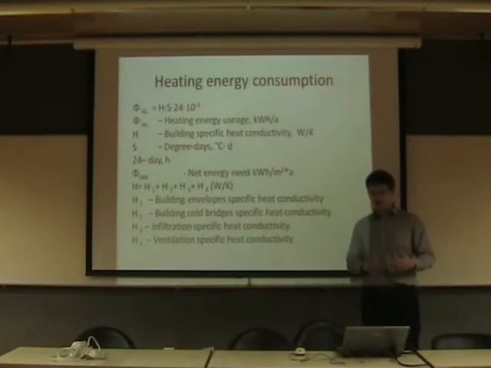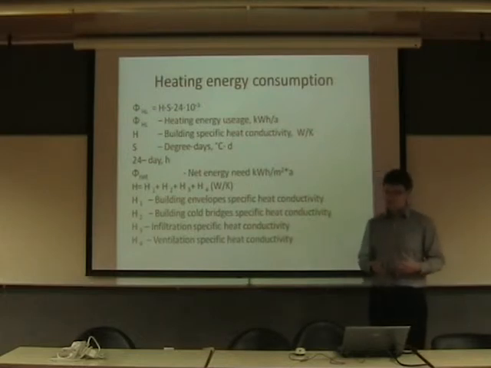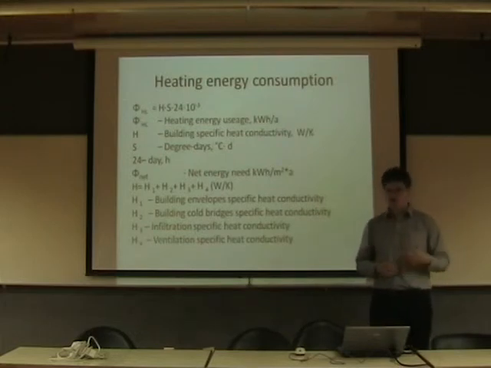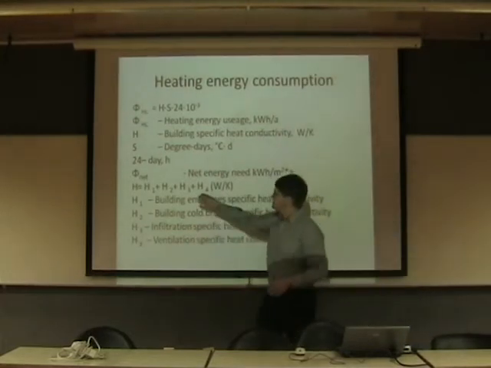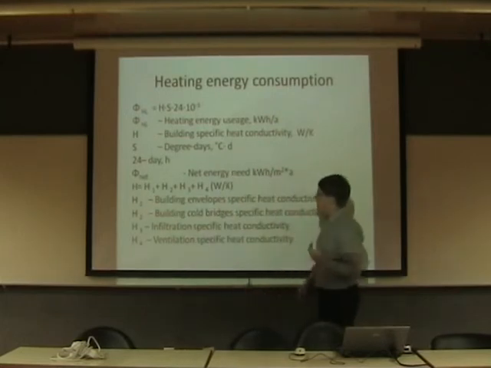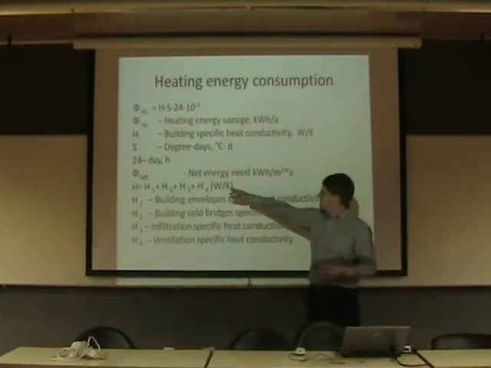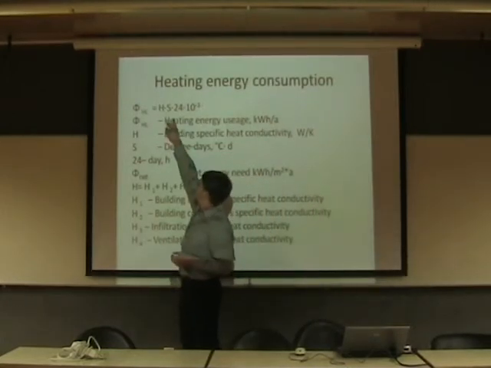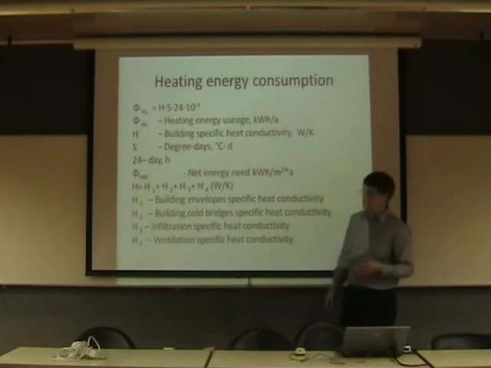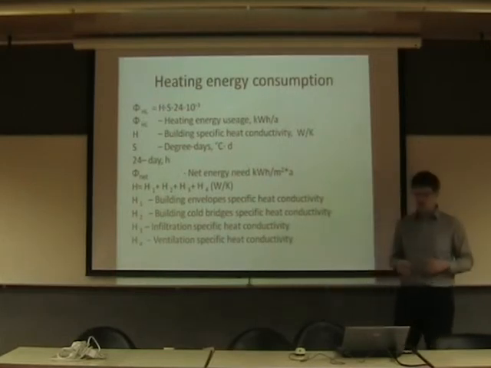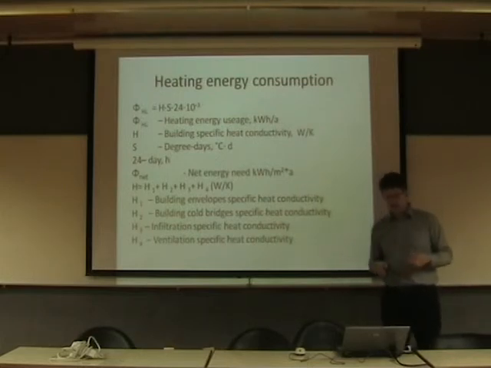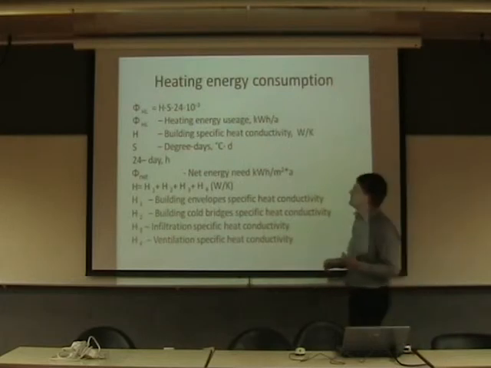That means that we have heat losses through envelopes, through ventilation, infiltration and cold bridges. This is how many watts per temperature difference of 1 Kelvin we lose from these heat losses. And we multiply this number by the degree days, and we get the yearly energy loss from the building. It is a very simple method.